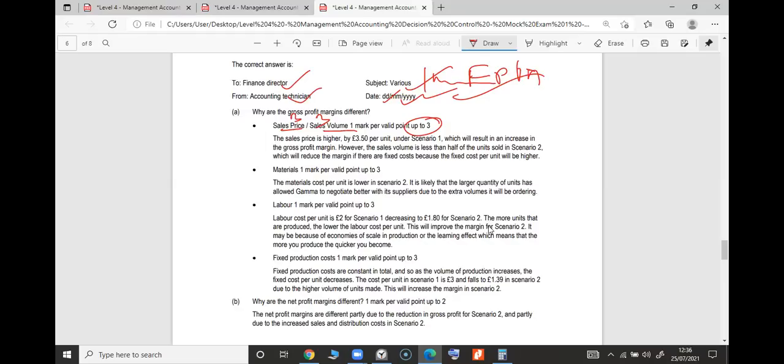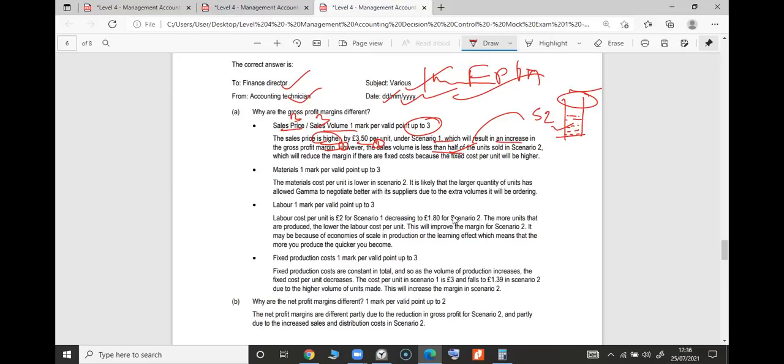So what is the first point? Sales price is higher. You get 1 mark, and higher by this much, you get another mark, in scenario 1, which will result in the higher gross profit margin. However, the sales volume is less than half. They said it the other way around. We said double in scenario 2. They said less than half. It's the same thing, isn't it? If this is a glass, half full of water is a correct answer, or half empty is also a correct answer. You can say, well, that looks like a philosophy. Yeah, sometimes you need to apply philosophy.